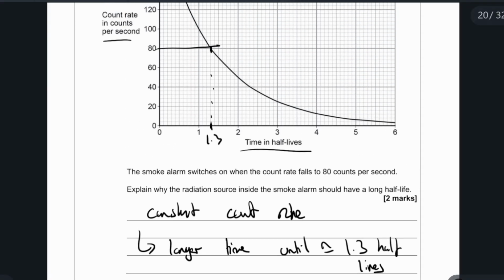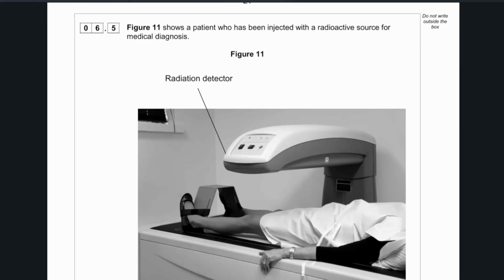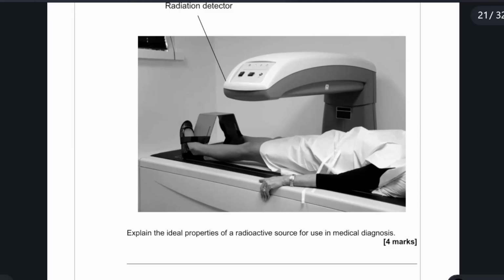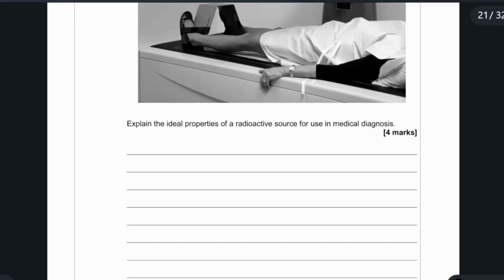So at that point it dips below the 80 counts per second. Right, 6.5 then. Figure 11 shows a patient who has been injected with a radioactive source for medical diagnosis. Explain the ideal properties of a radioactive source for use in medical diagnosis. And this is 4 marks. So you want to give an answer worth the 4 marks there.